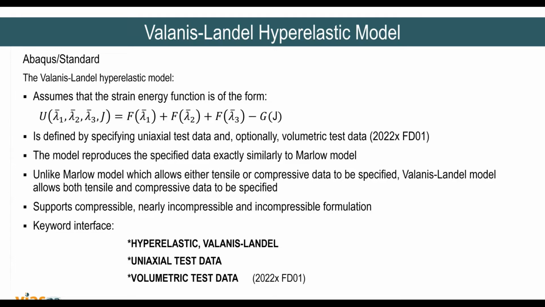And the main advantage is that this model reproduces the test data exactly, similar to the Ogden model. So the Ogden model has been there for a long time, and you must know that the model represents your tension and compression data exactly like the test data that you input for this hyperelastic material. But the problem with the model is that either it will represent the tension side or the compression side. It does not really represent both sides at the same time.